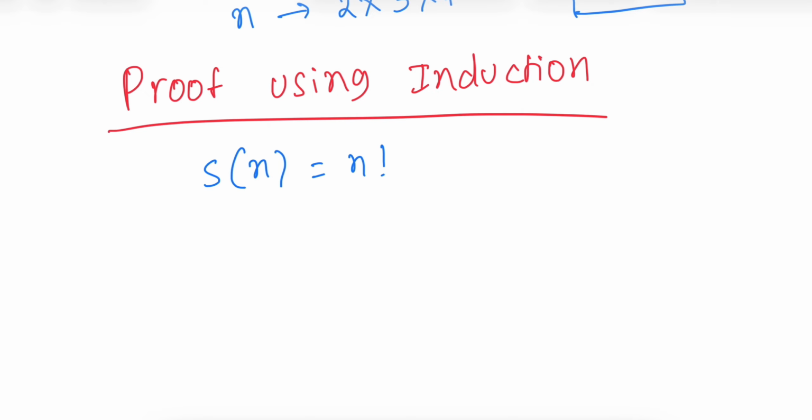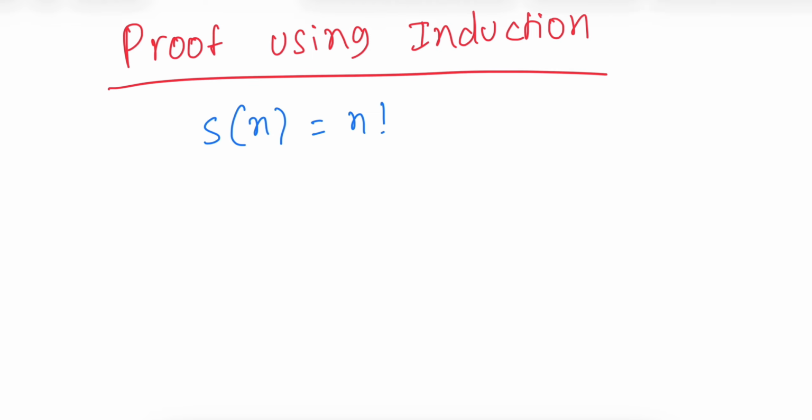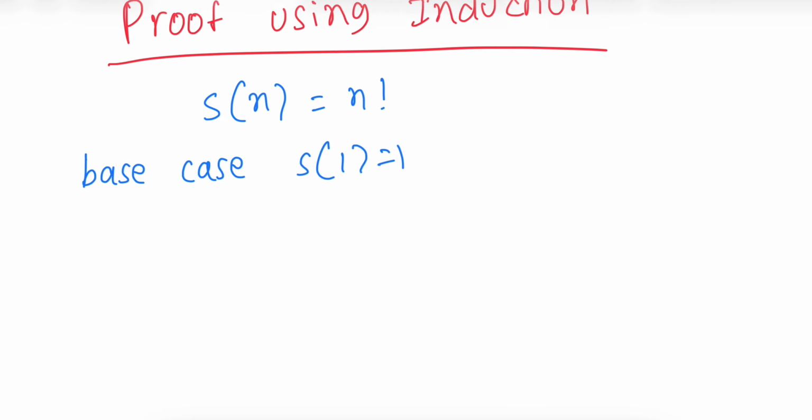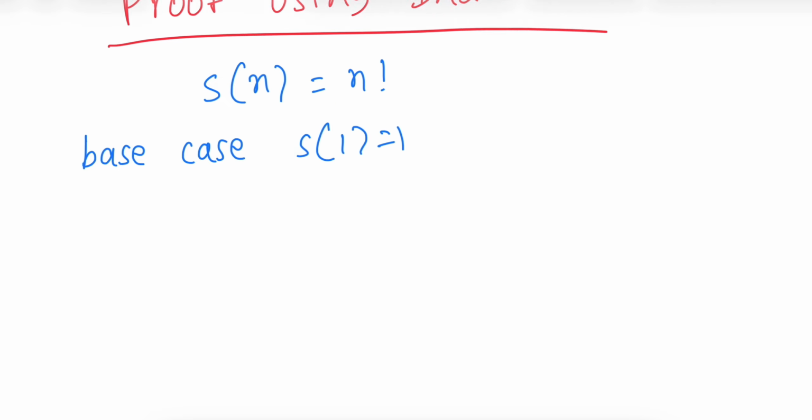Okay, so we can also use induction to prove that this is n factorial. The number of ways you can arrange n objects is n factorial. So let's write that as S(n) equal to n factorial. We'll start with the base case. Base case: S(1) is equal to 1. As I said, there's only one child and there's only one way he could stand in the line, right?